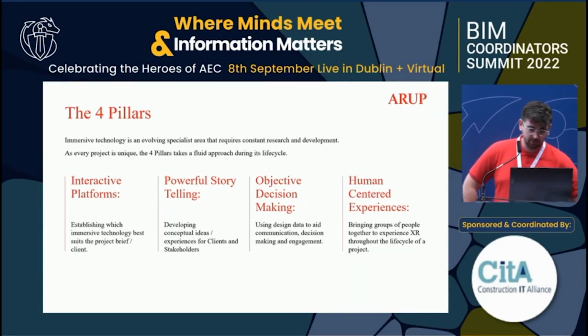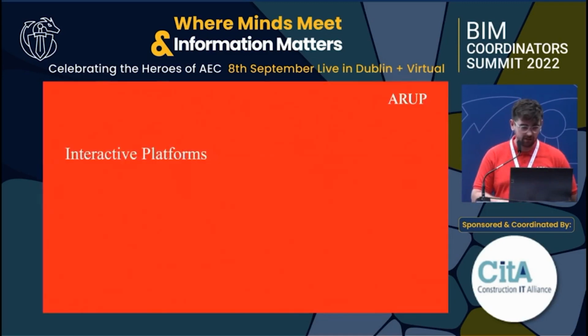The 4 pillars. We use these globally within ARUP. These are adopted as our building blocks to achieve our targets and outcomes on projects. They are interactive platforms, powerful storytelling, objective decision-making, and human-centered experiences. The pillars take a fluid approach, and I'll go through each of these now for a better understanding. So interactive platforms: this is choosing the best platform or hardware to use within our projects.